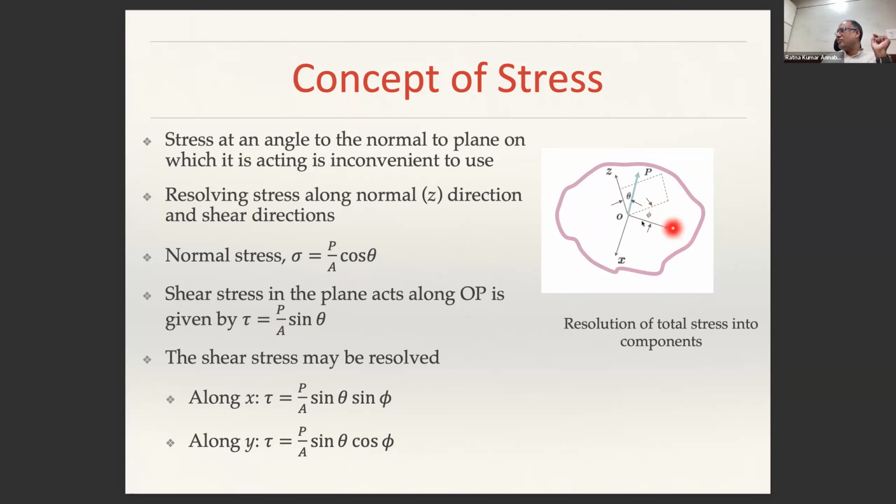So along y, it will be P by A sin theta cos phi, and along x, P by A sin theta sin phi. I hope you are able to see how we have written these things. So on a given plane, you will have three components of stress: one normal component and two shear components. Is that clear?